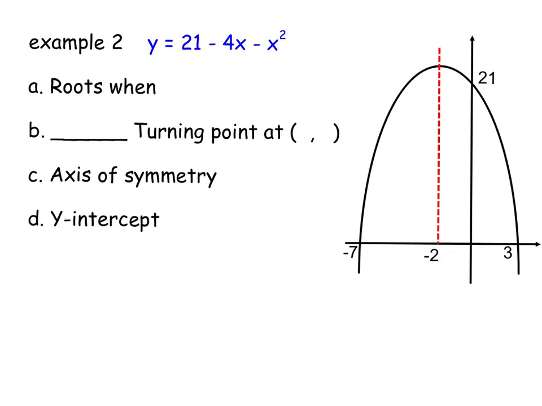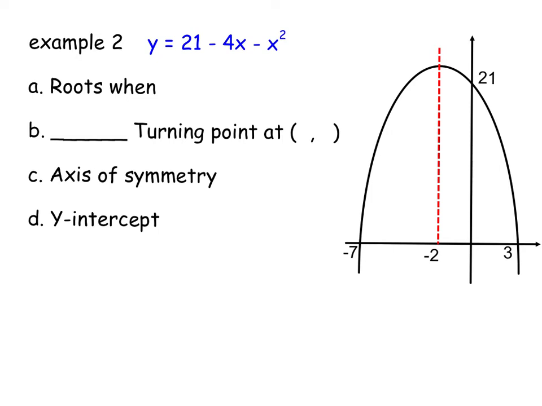Example 2, right, straight away we can see this one looks a bit different. Can you see that the turning point's going the other way now? This is a sad face one, and if you have a look here, there's a negative in front of the x squared. Negative is sad, so that's why the shape has changed. Right, so we want to know when the roots are in this one.